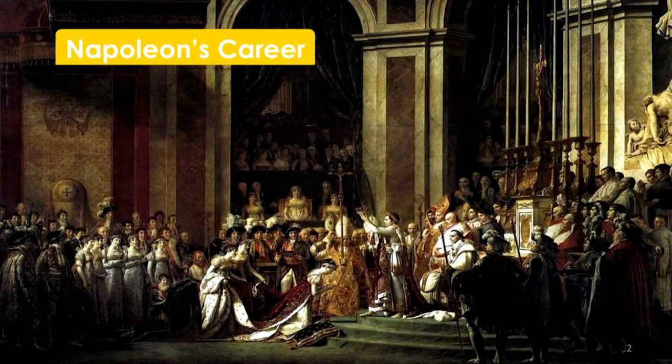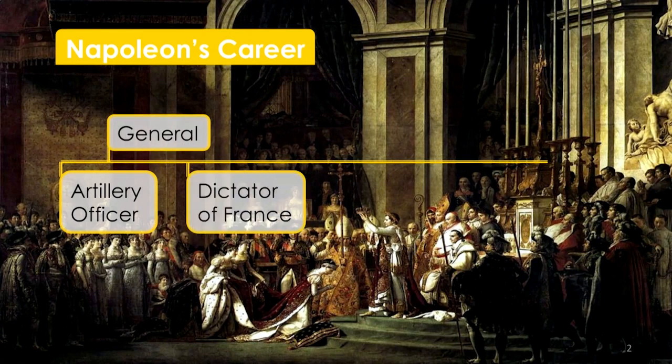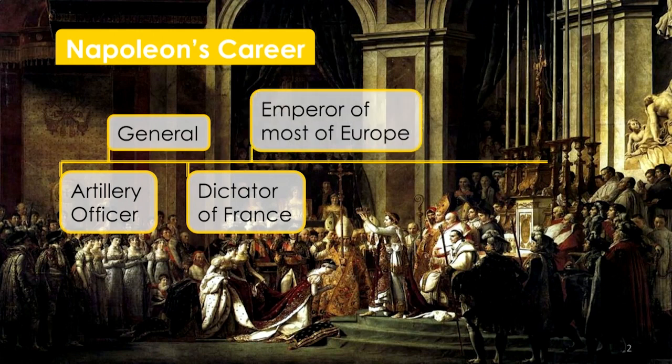Napoleon had a remarkable career. He started out as an ordinary artillery officer in the French army. He rose through the ranks to become a general. He became dictator of France. He then promoted himself to Emperor of France, and at the same time controlled most of the continent of Europe. He spent most of his career fighting wars, and he was finally defeated in 1815 at the Battle of Waterloo.